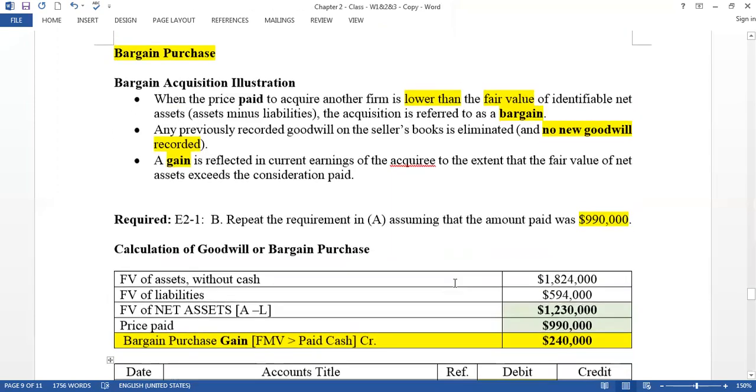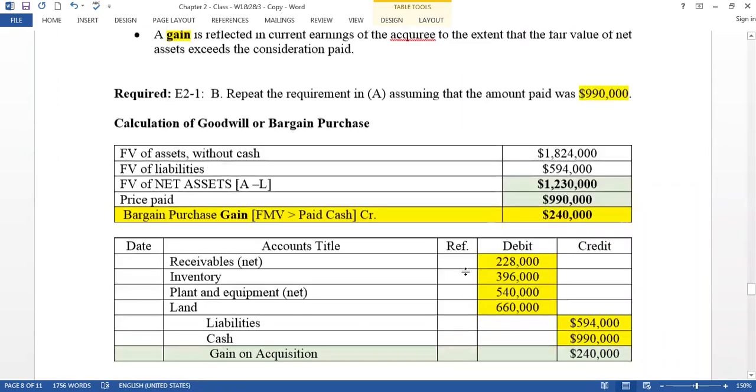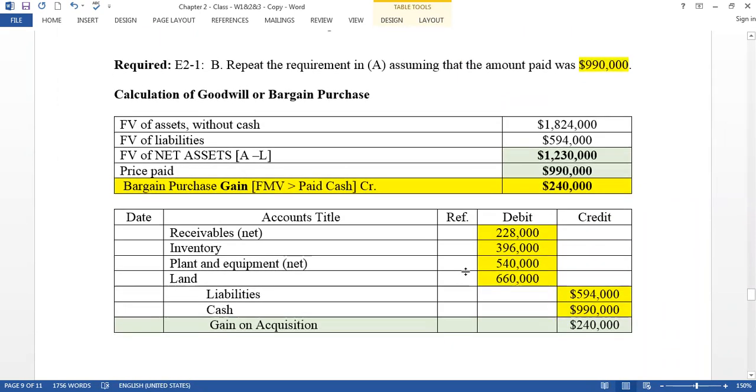So look, before we recorded goodwill, why do we record goodwill? Because we pay them more money, and we pay them more money because of their goodwill, right? They said that we have goodwill, so we are going to pay you more money and we buy your goodwill. But in this question, we are not going to buy their goodwill. We are going to pay them less money than their market price, and it is our gain.